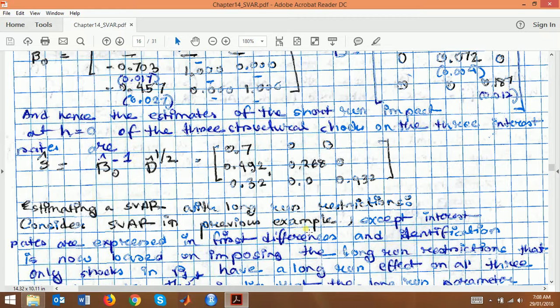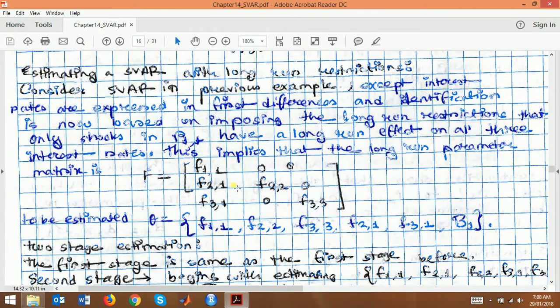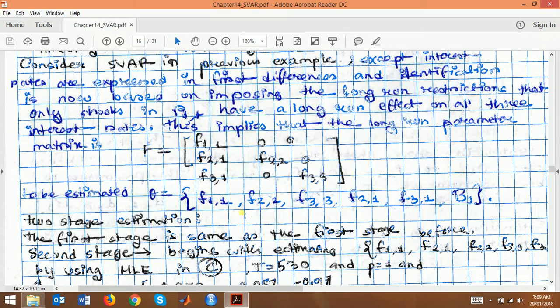Consider SVAR in the previous example, except interest rates are expressed in first difference, and identification is now based on imposing the long run restriction that only shocks in R1T have a long run effect on all three. So in the long run, we are assuming that the interest rate has a long run effect on all three. There is no other contemporaneous relationship. So the parameter matrix looks like this. Only the first one has an impact on all three. Others do not have any contemporaneous relationship, and hence this has the parameters to be estimated in the long run.